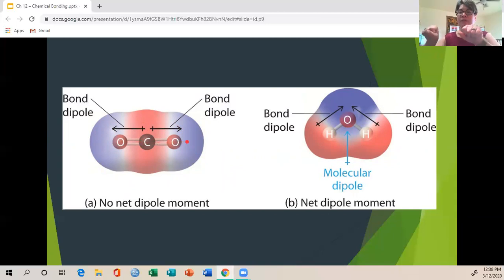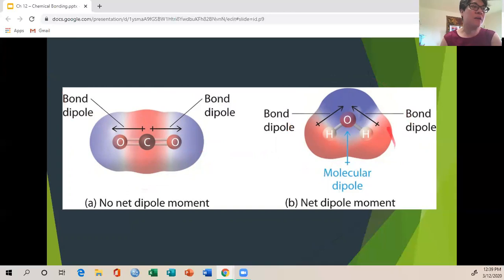So you can kind of think of it like a tug of war, and you can think of the arrows sort of pulling toward the negative side. They're not actually pulling, but it's a way to visualize it. But overall, the carbon in the middle is not going to be moving, right? If you have even tug of war people on each side, the carbon in the middle is not moving. And so overall, this molecule is non-polar.